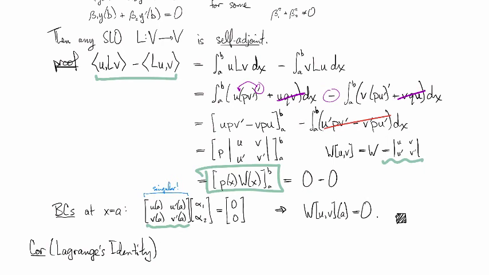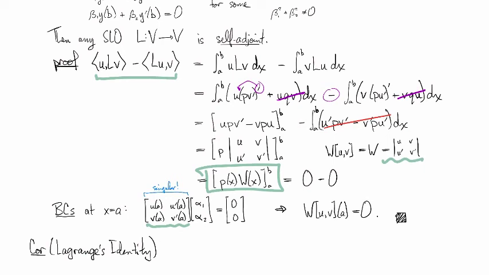Just looking at the middle of the proof there, you can see that <Lu, v> minus <u, Lv> is the derivative of p times the Wronskian. And so sometimes that's useful.